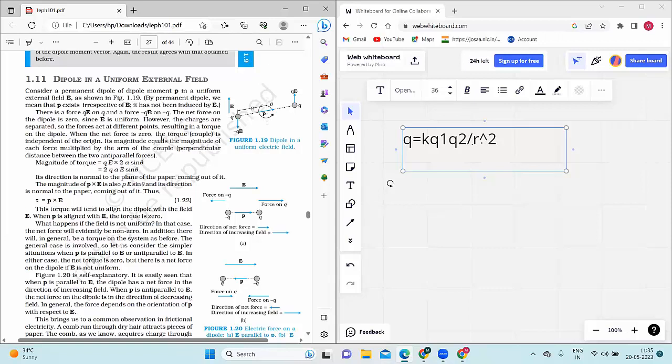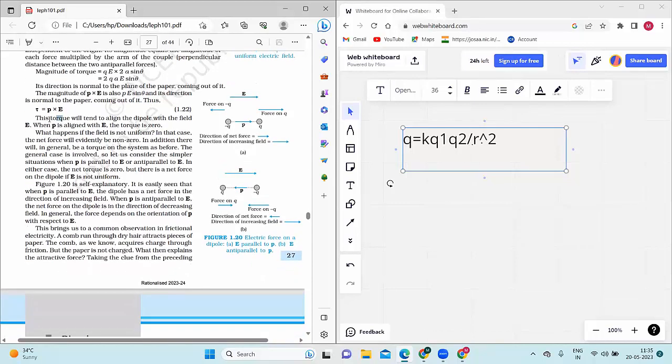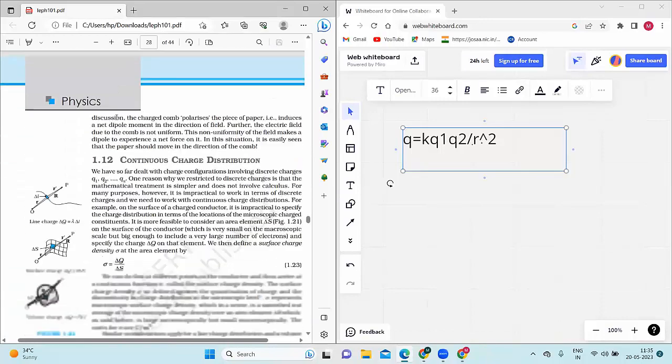If we want to calculate the torque acting on a dipole placed in an electric field, it is P cross E, where P is the dipole moment and E is the electric field. That is the torque acting on the dipole.